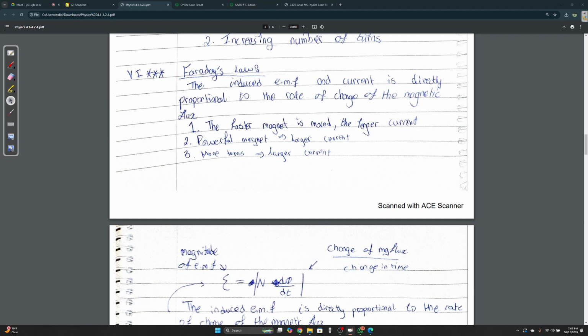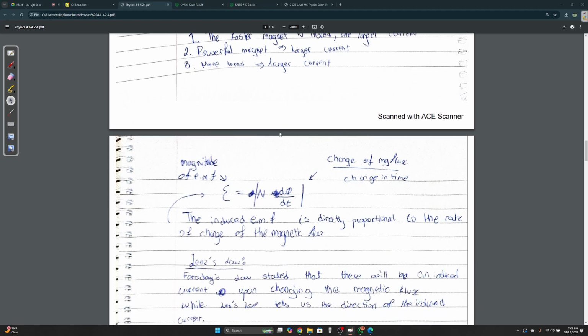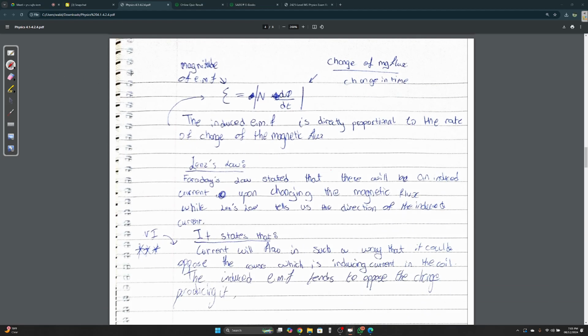The faster the magnet is moved, obviously the larger the current, because the faster it's moved, there's more force being put in. Remember, FBI. To get a larger current, you need a larger force. So the faster it moves, there's a larger force, which means a larger current. The more powerful magnet: remember FBI, if you're using a more powerful magnet, you're increasing the strength of B, so there's going to be more current. More turns: remember, the change in magnetic flux, more turns, there's more magnetic flux, so a larger current.